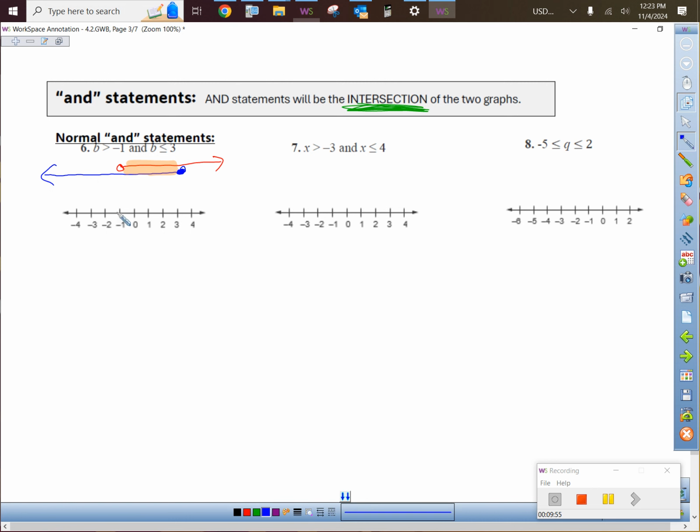So it will be an open dot here. Let me use green. So this open dot comes down. This is a closed dot. It comes down. Are you with me on that? And then we fill it in the middle. Any number that I pick in that green zone satisfies. You've got to give me a number that's bigger than -1 and less than or equal to 3.